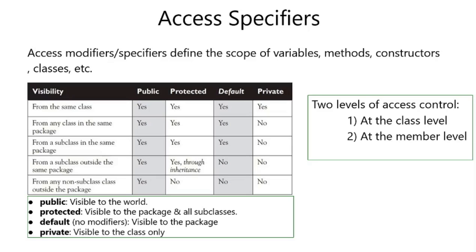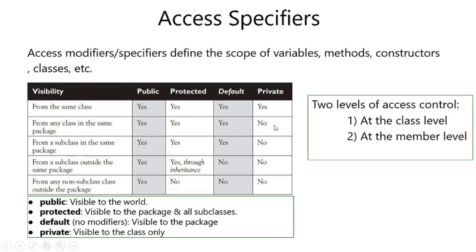outside of the package. So here for these two rows, that is from a subclass outside the same package and from any non-subclass outside the package, here there is a keyword no. Now what does this mean? It is not accessible outside of the package. It is accessible to the classes which are declared in the same package. So that may be the same class, or a subclass, or any other class in the same package.